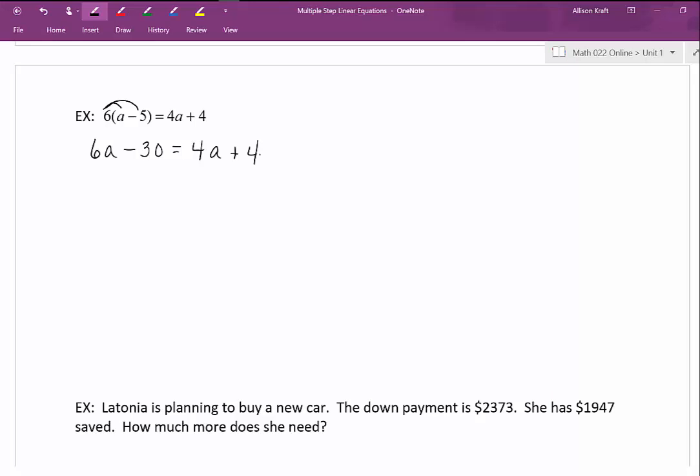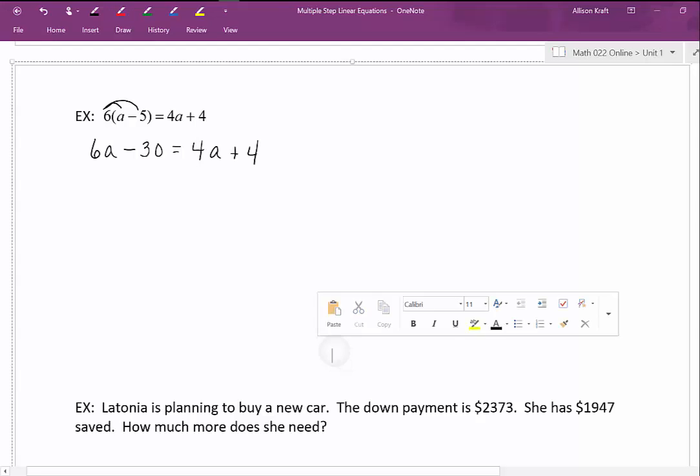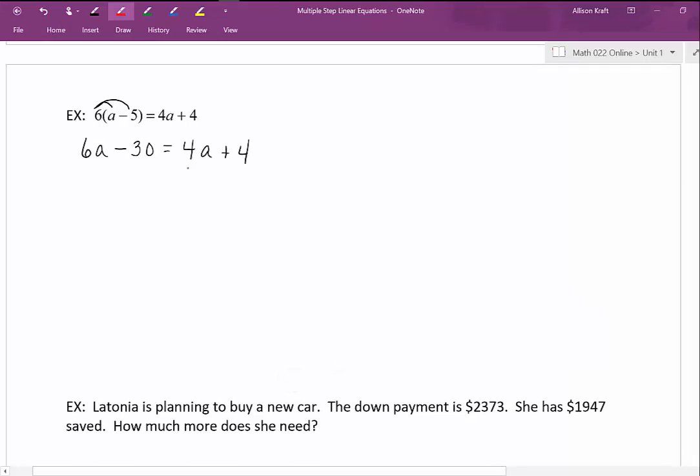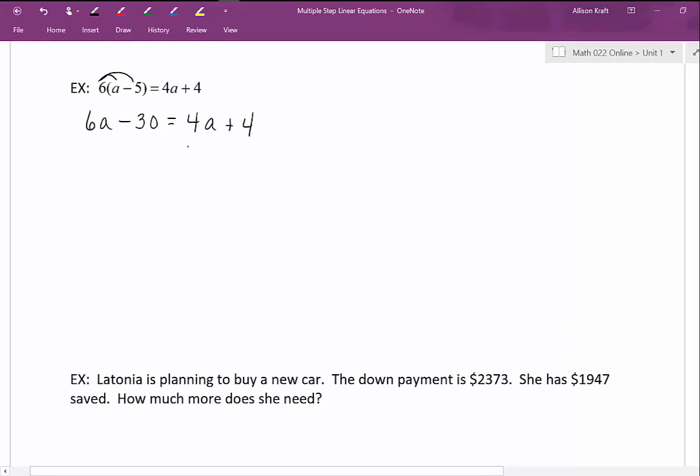Now we want to get all of our variable terms on one side of the equation and all of our constant terms on the opposite side. Again, we have both variable and constant terms on both sides of the equation, so we can choose which side we want to move our variable terms to. Like in the previous example, I recommend moving the variable term with the smaller coefficient. So I'm going to move this 4a. It's a positive 4a, so I'm going to subtract 4a from both sides.